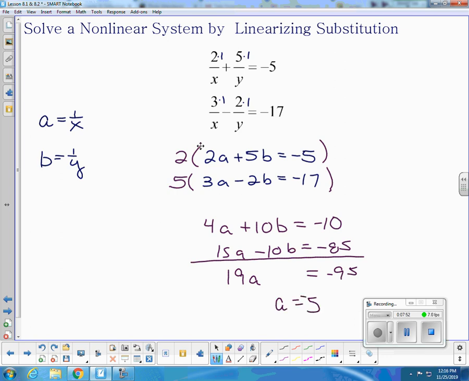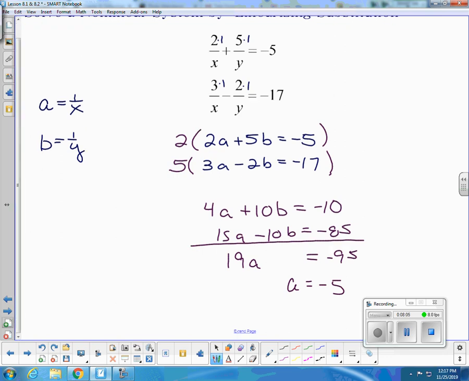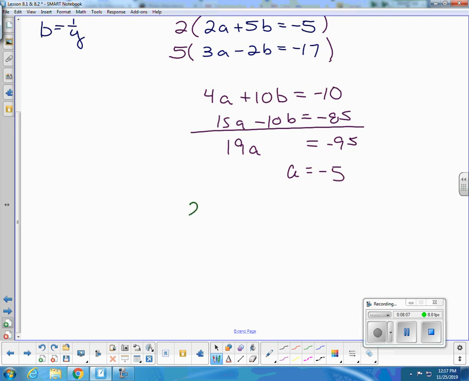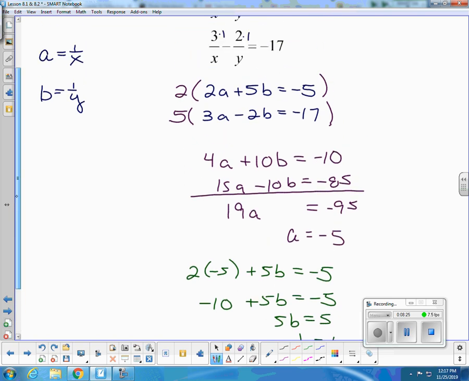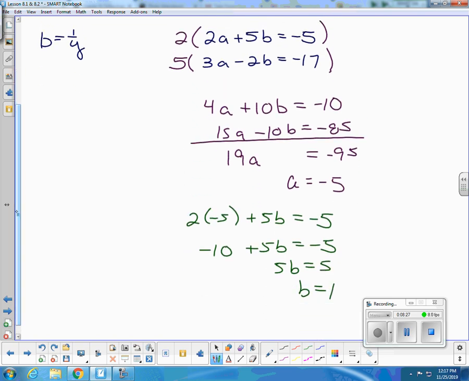So I get a is negative 5. Everyone with me? Then you're going to plug the a in to find our b. So 2 times negative 5 plus 5b equals negative 5. And I get b equals 1. So it's the same idea. You're just going to do elimination to solve those.